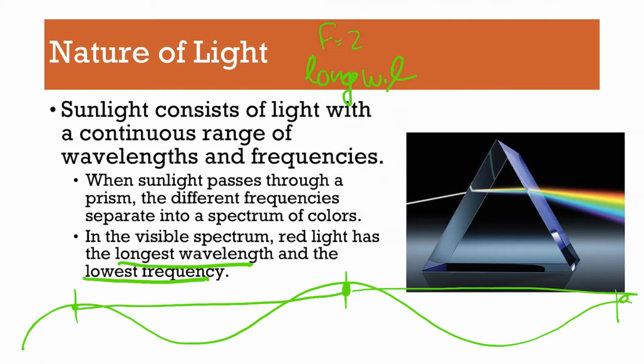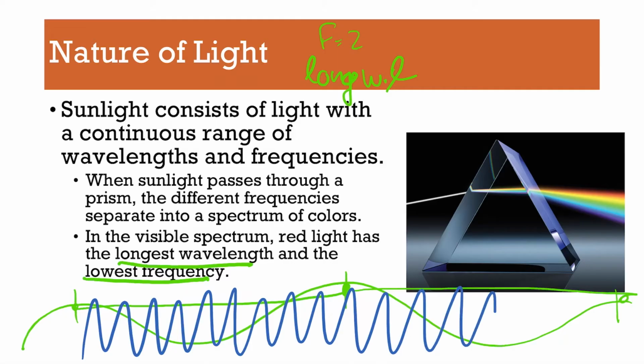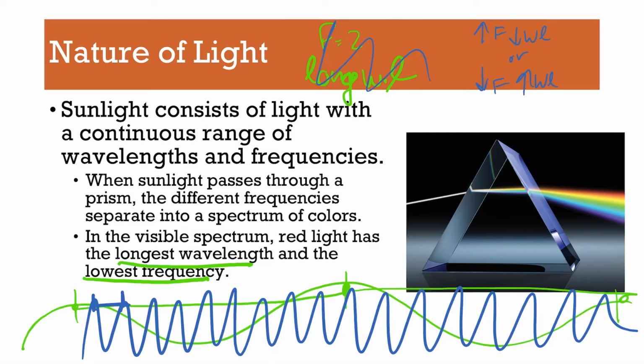If I look at this blue wave, we can tell that the frequency is a lot higher because it happened so many more times, but the wavelength is so much shorter. So you either have a high frequency and a short wavelength, or a low frequency and a long wavelength. That's a little bit of physics there for you.